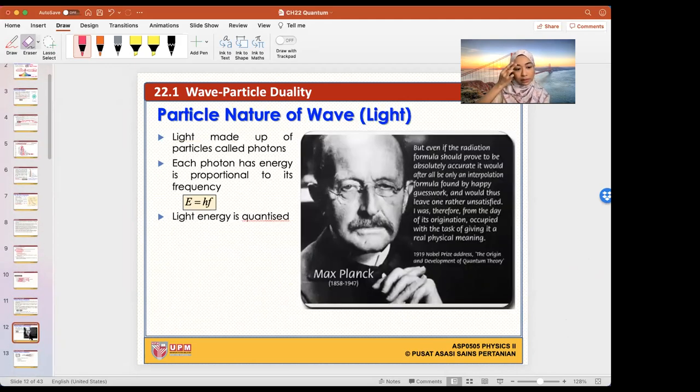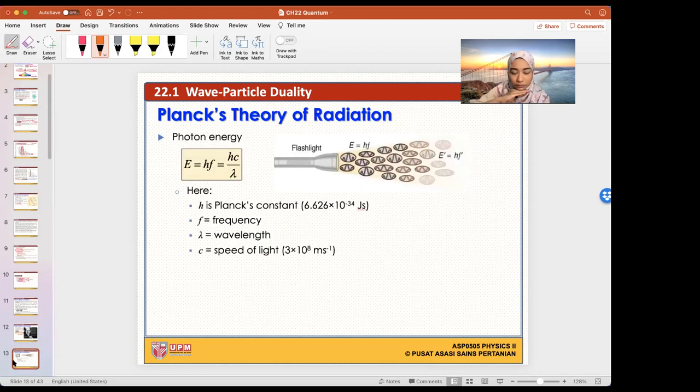All right, so thank you, Planck, for coming up with an equation that now we have to learn, right? So E equals hf. Light energy is quantized, which means that light can only have certain values. It cannot be any random number. That's the point of this equation. Quantized means it has a specific number, it cannot be any random number. Okay, so that was Planck.